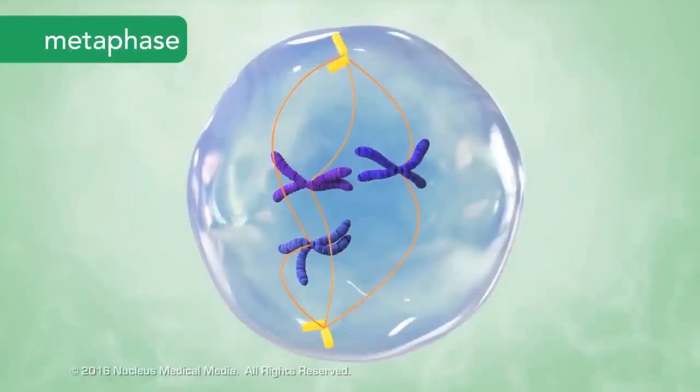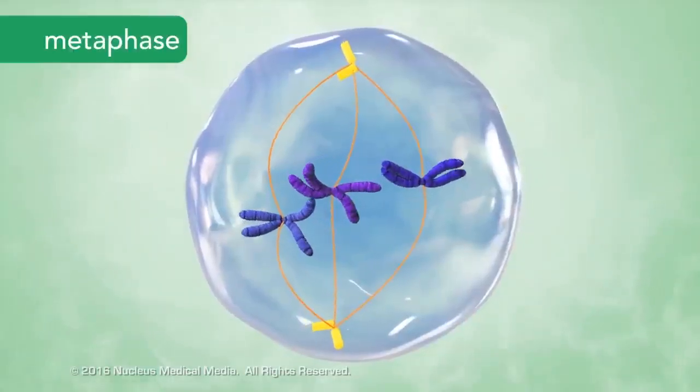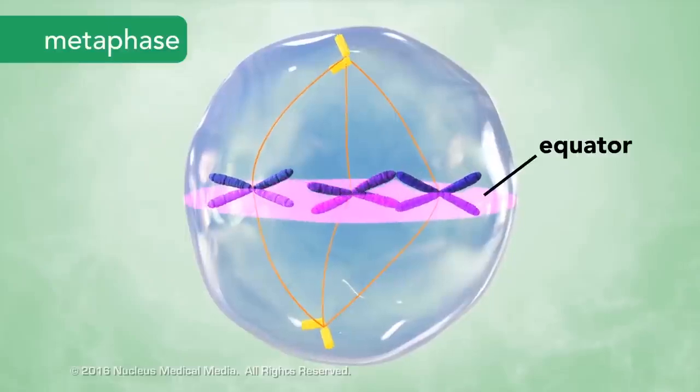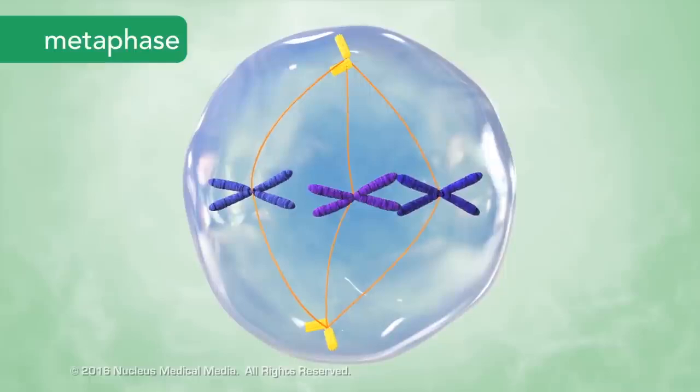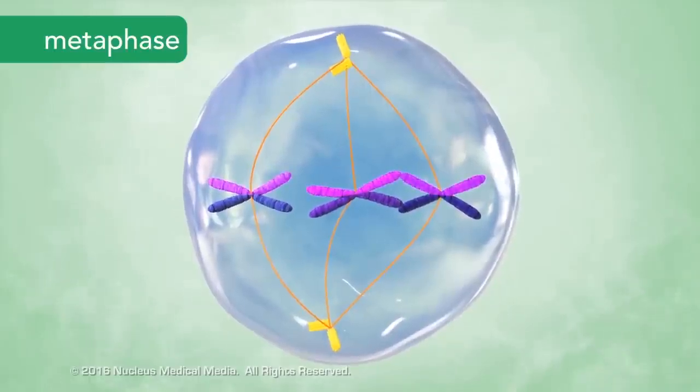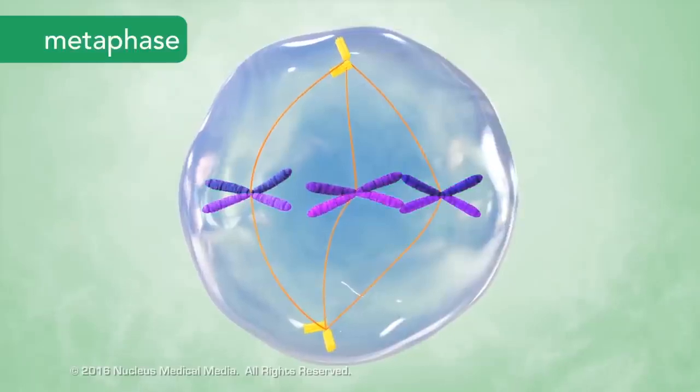The centrioles complete their movement to the poles of the cell, while the spindle fibers line up the chromosomes along the equator of the cell. The end-to-end alignment of chromosomes results in a sister chromatid on either side of the equator.